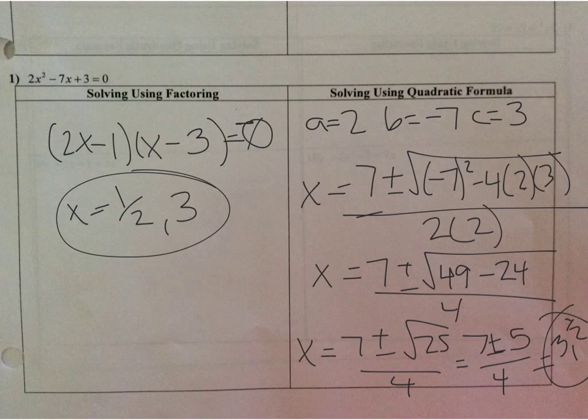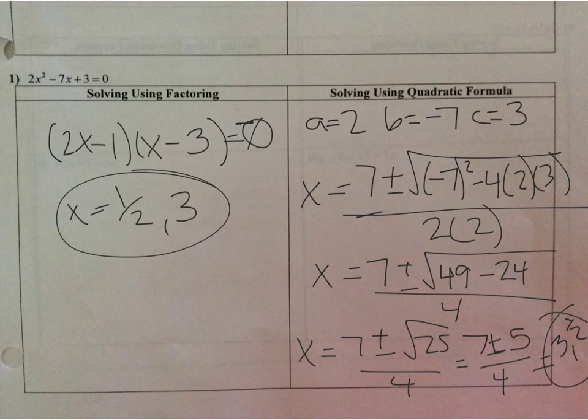Solving by factoring, you get 2x minus 1 and x minus 3, which solves to 1/2 and 3. Solving using the quadratic formula, you get the square root of 25 underneath your radical, which is 5. So then you get 7 plus 5 gives you 12 over 4, which is 3. And 7 minus 5 gives you 2 over 4, which reduces to 1/2. So you get the same answers, different method.